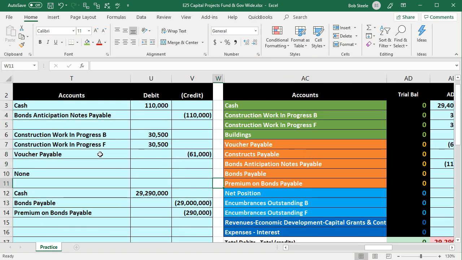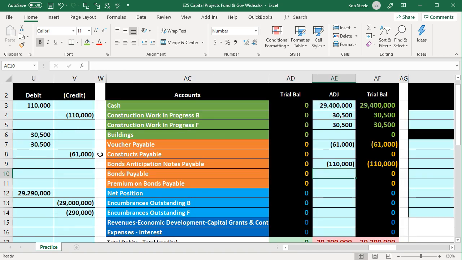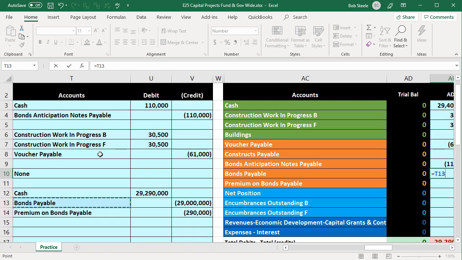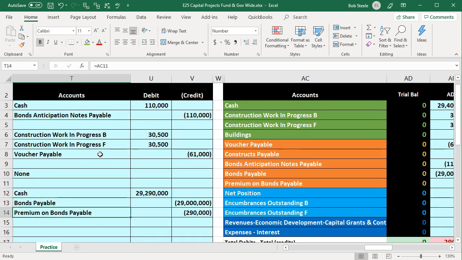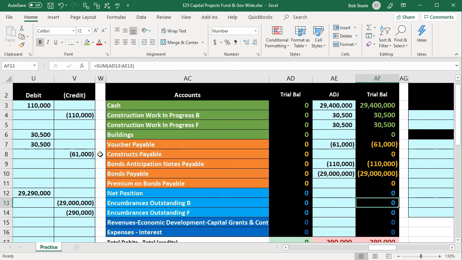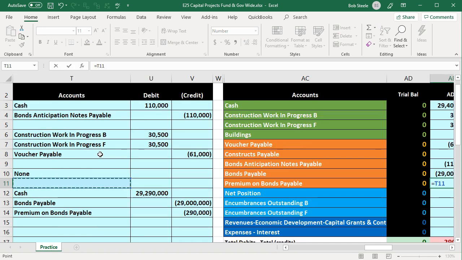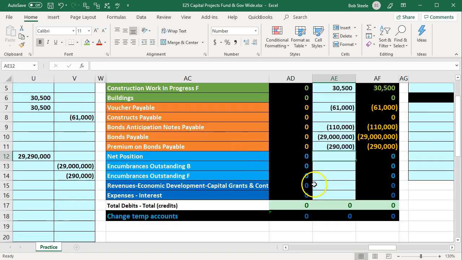Next item we have is the bonds payable. So bonds payable, we're going to be here in AE10 equals, scrolling back over, we want to pick up that 29, and then under that, we're going to have the premium on the bonds payable right underneath. That's going to be in AE11 equals, and we'll pick up that 290. So there we have that. That then puts us back in balance.